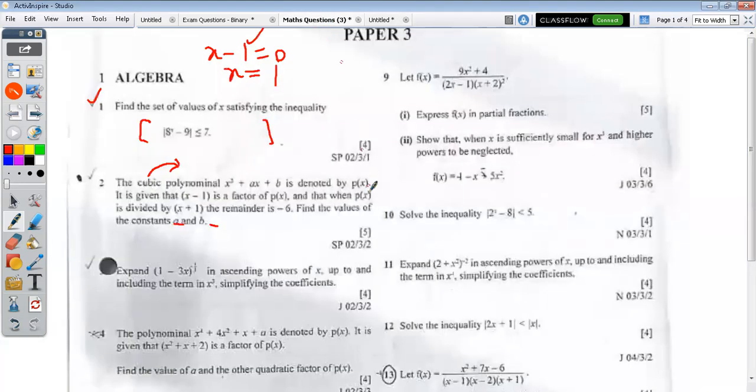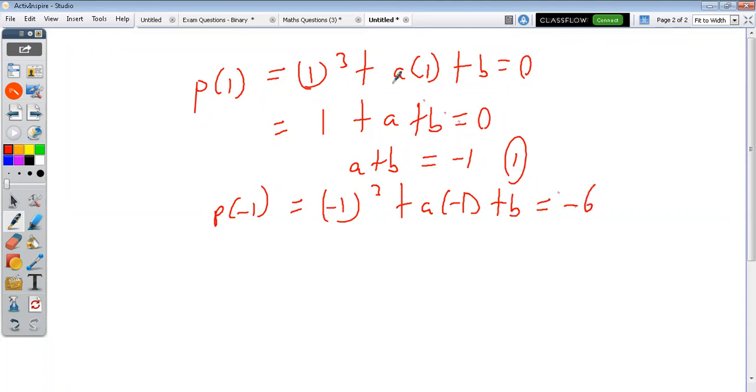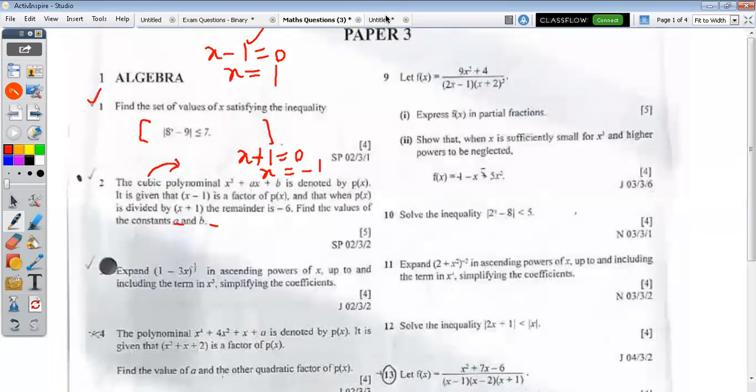Yes, sir. Now, if it's giving you a remainder, it means we're saying x plus 1 equal to 0. So we are working with x is equal to minus 1. But this time it's not giving you 0. It's giving you a remainder of negative 6. So when we plug in minus 1, we get a remainder of negative 6. Okay, so we don't get 0, whereas the factor gives a remainder of 0. It's a complete factor. So p of negative 1: we are saying negative 1 to the power of 3 plus a multiplied by negative 1 plus b should give us minus 6. It doesn't give us 0.